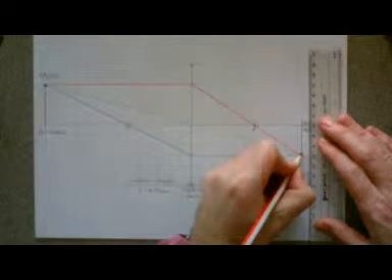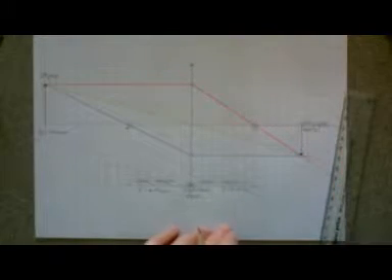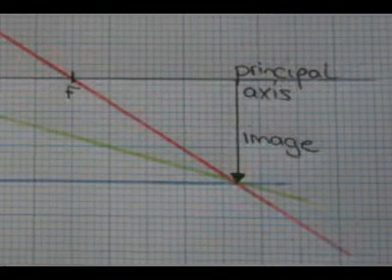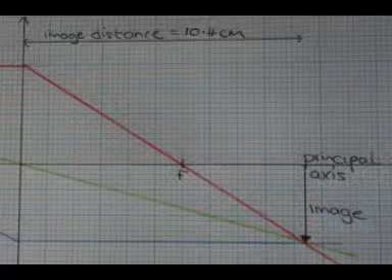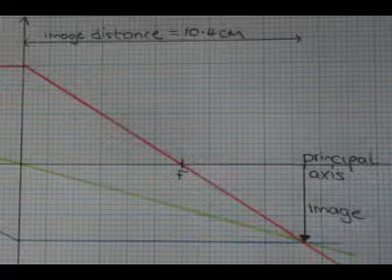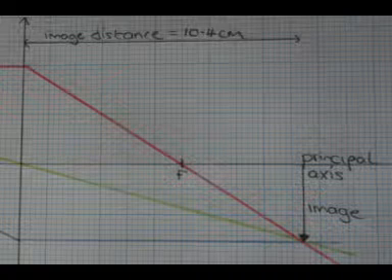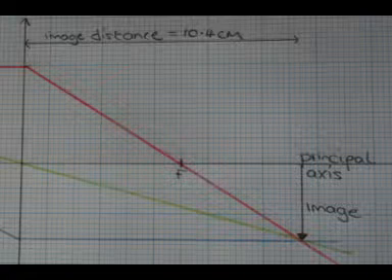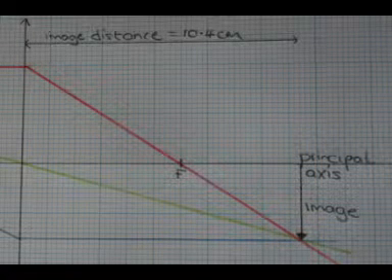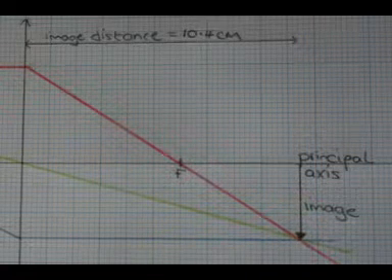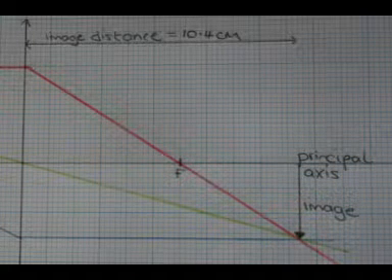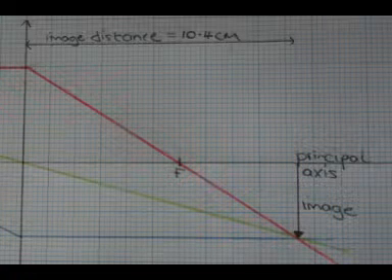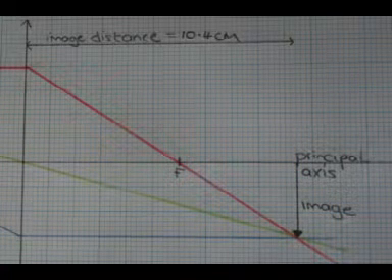Draw the image as an arrow and label it image. From the diagram, we can now find the image distance, by measuring the distance from the optical axis to the image. In this case it is 10.4 cm. The image itself is upside down compared to the object. The image is said to be inverted. The image is on the opposite side of the lens to the object, so the image can be projected onto a screen. The image is, therefore, real.